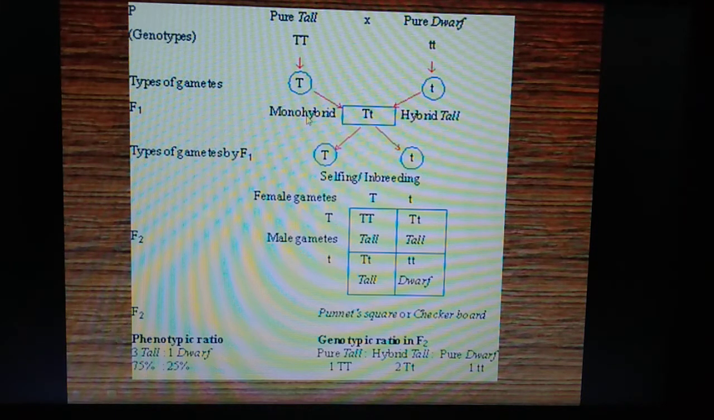So this is regarding the monohybrid cross. Only one contrasting character was taken for the study, that is tall and dwarf.